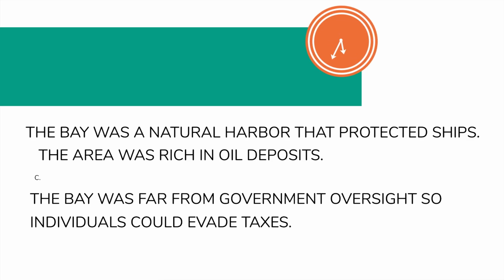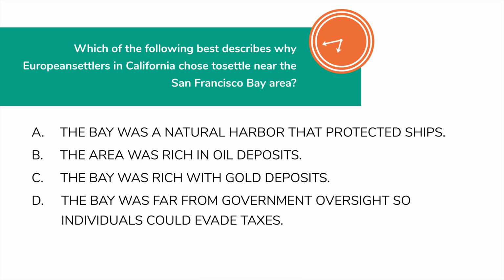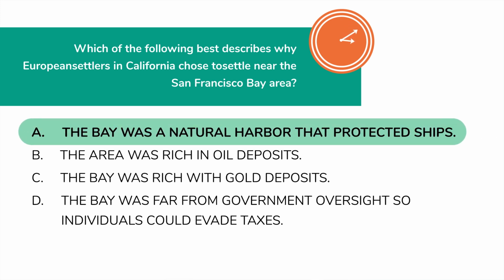Here's one of those tricky human migration questions. Which of the following best describes why European settlers in California chose to settle near the San Francisco Bay Area? Social studies exam pro tip: water is a big deal. One of the most important features when settling a new land is the creation of a harbor so that goods can be shipped in and out of the region. So when the first settlers arrived in California, one of their highest priorities was establishing a harbor for trade, and the San Francisco Bay Area is a natural harbor. That means the correct answer is A.